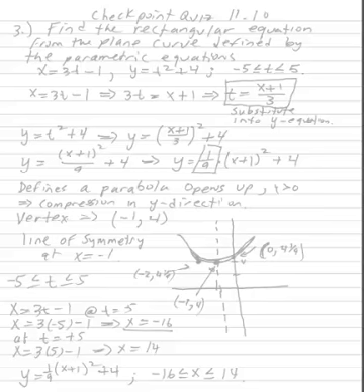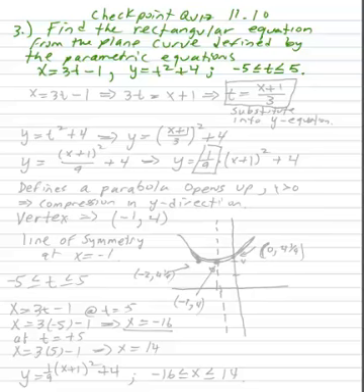This is video number 3 for checkpoint quiz 11.10. Problem number 3. Find the rectangular equation from the plane curve defined by the parametric equations. x is 3t minus 1, y is t squared plus 4 over the region from negative 5 less than or equal to t less than or equal to positive 5.